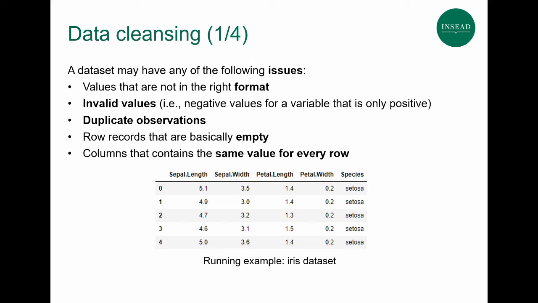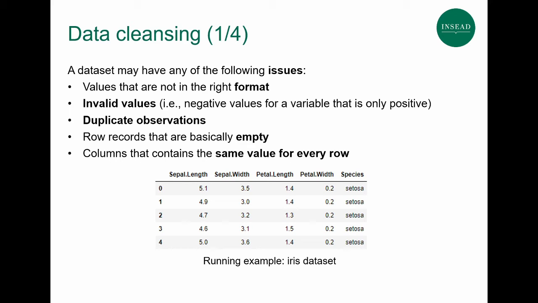So anything that has to do with negative values for a variable that can only be positive. Say, for example, price: if you have something in there that's negative, clearly that's a typo as well. Duplicate observations. This is the case where someone has just inputted the same thing twice. You can just delete one of them.